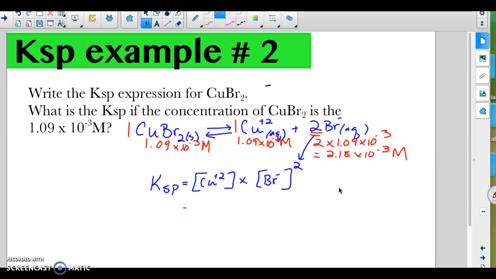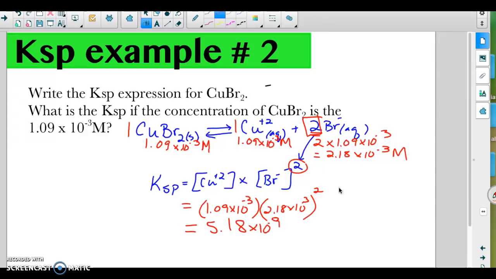So then I can plug in down here. It would be the 1.09 times 10 to the negative 3 for the copper 2+ times the 2.18 times 10 to the negative 3rd for the bromide, and then I square it. So I do use the 2 once when I multiply the original molarity times 2, but then I also square it. And when I'm done, I will get an answer of 5.18 times 10 to the negative 9. So no unit. And if you compare that number to the previous, you know that this is less soluble than the previous example.